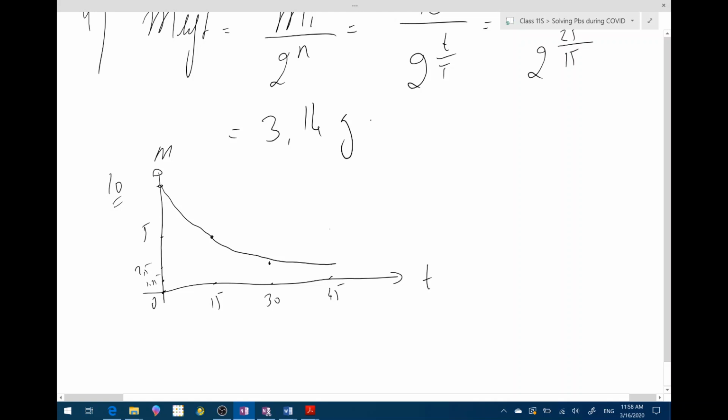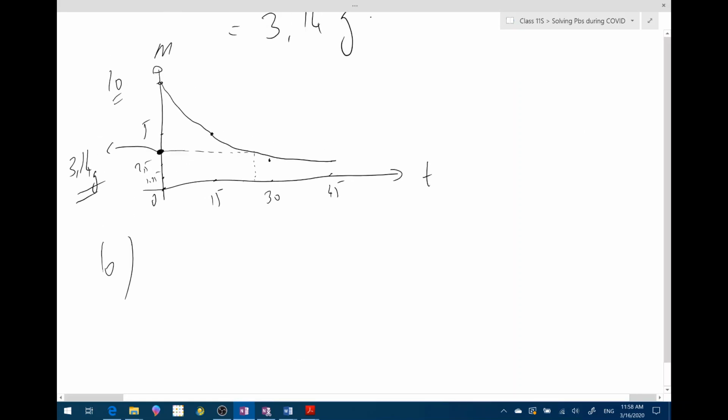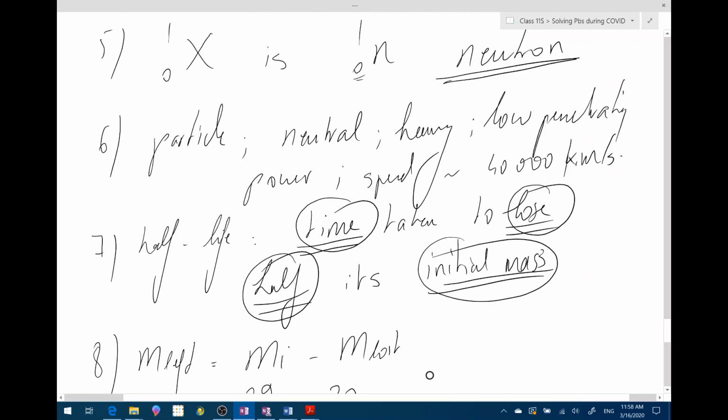So what is the mass left after 25 days? It's somewhere over here. If you go that way, you would find the answer over here to be approximately 3.14 grams. You have to plot it to scale in order to make it accurate. Alright, now we proceed to number 10, and the rest are supposed to be easy.